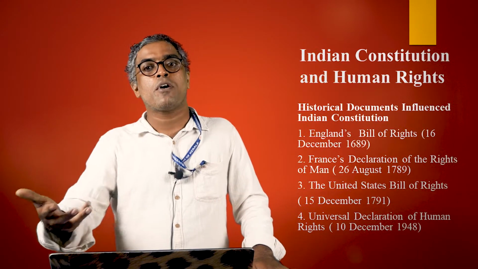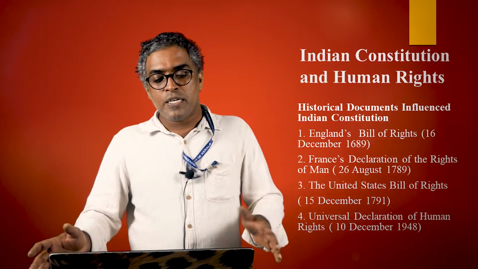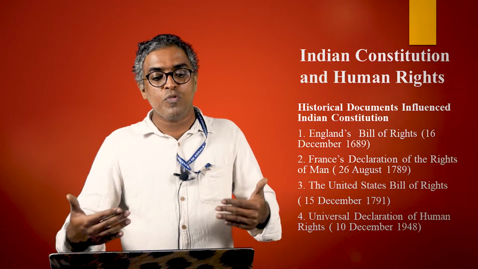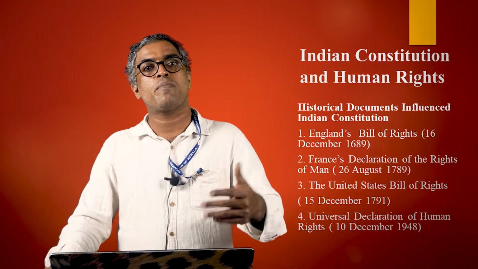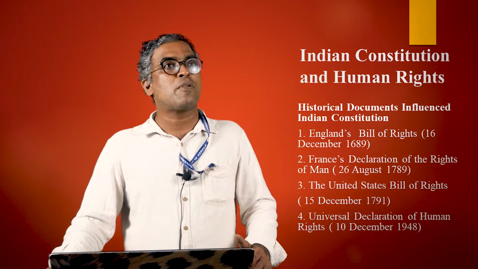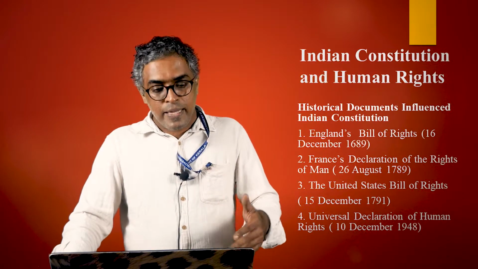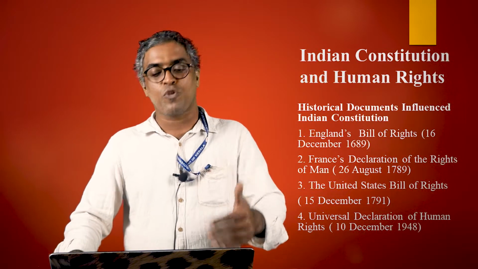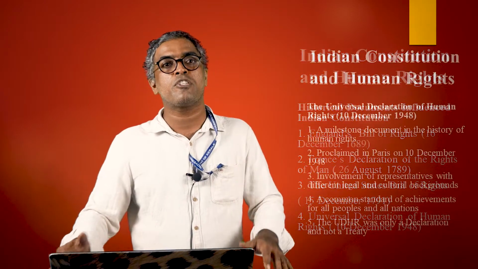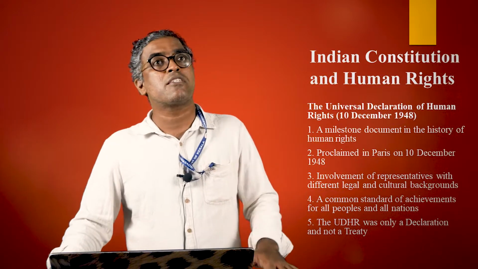As you know, our constitution came into effect on 26 January 1950. So that's why we have to see, again, this Universal Declaration of Human Rights is heavily influenced by the documents already mentioned above: the United States Bill of Rights, the French Declaration of the Rights of Man, and England's Bill of Rights. That's why we have to look at the Universal Declaration of Human Rights in detail, because this document is pretty new. Again, it is regarded as a milestone document in the history of human rights.